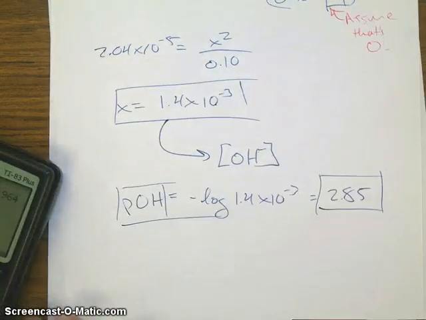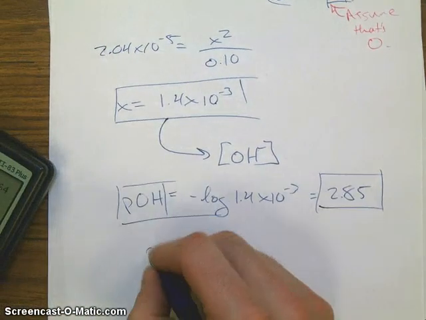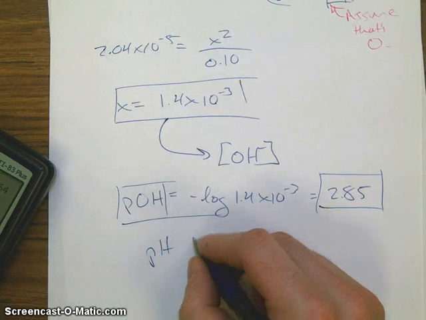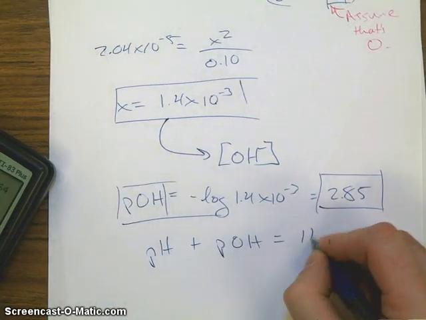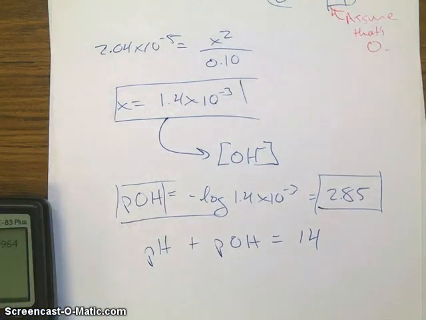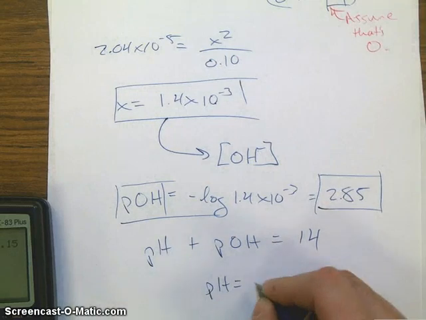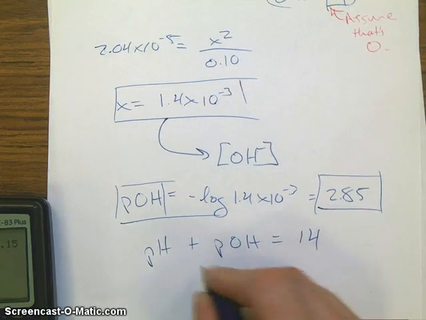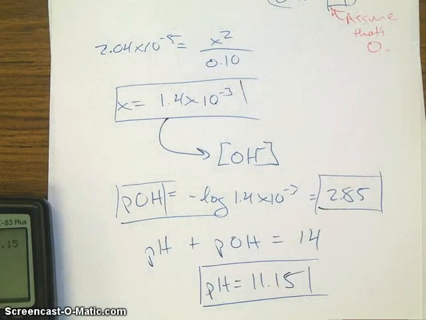Now comes our next favorite equation. pH plus pOH is always equal to 14. So to figure out the pH, it's 14 minus 2.85, and then I know my pH. And my pH in this problem is 11.15, which is the correct answer. Do we have any questions about that problem?